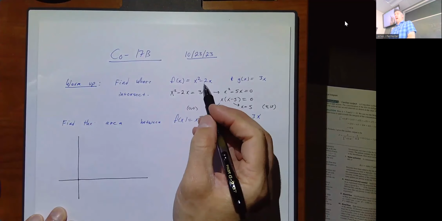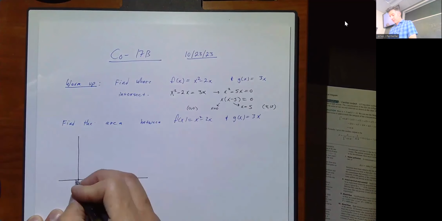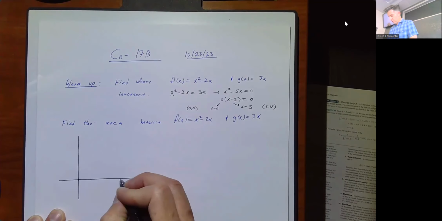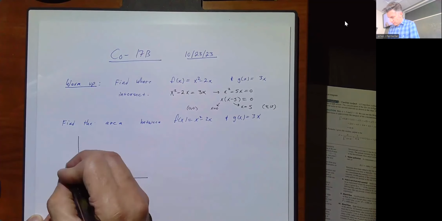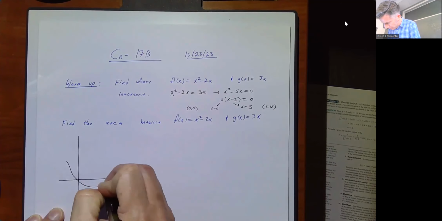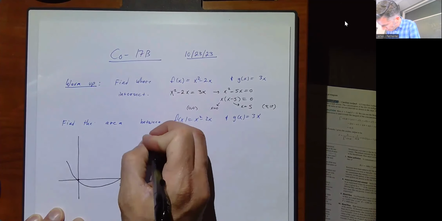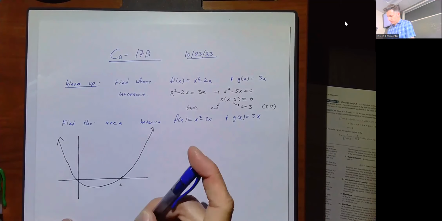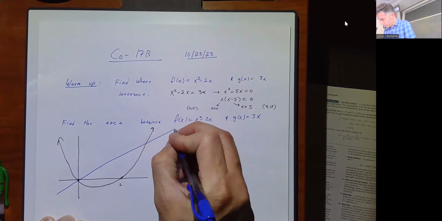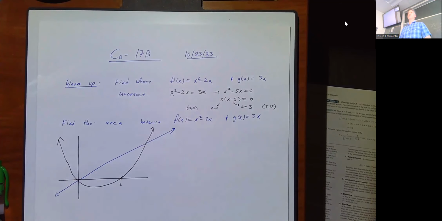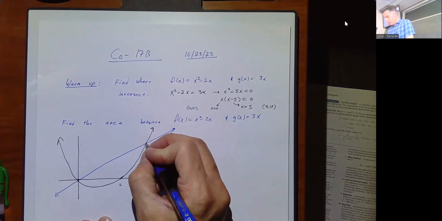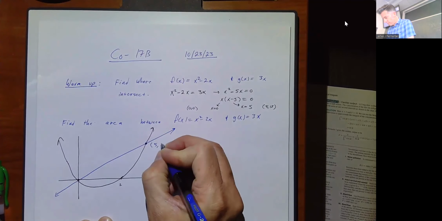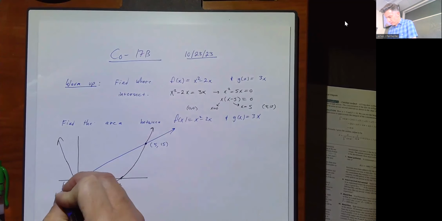x squared minus 2x is an upward opening parabola. It's got x-intercepts at 0 and at positive 2, and it looks something like this, but not exactly. On the other hand, g of x equal to 3x is a straight line. It goes through the origin and looks something like that. Over here is your point (5, whatever), and over here is your point (0, 0).